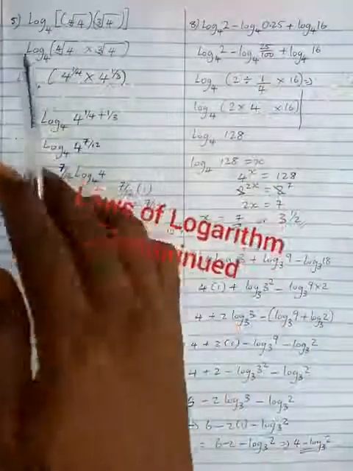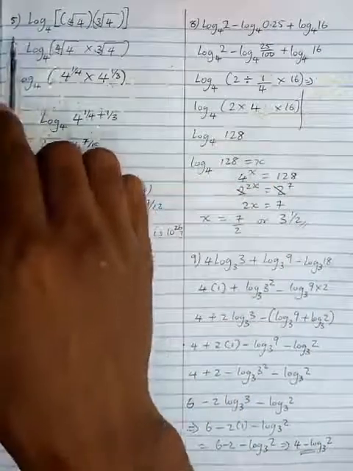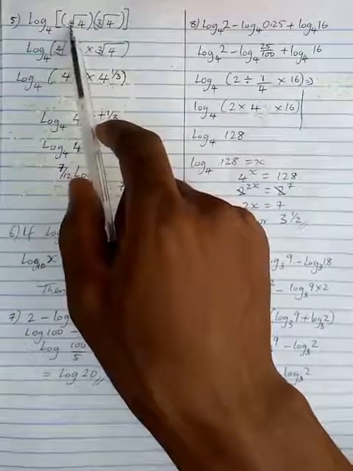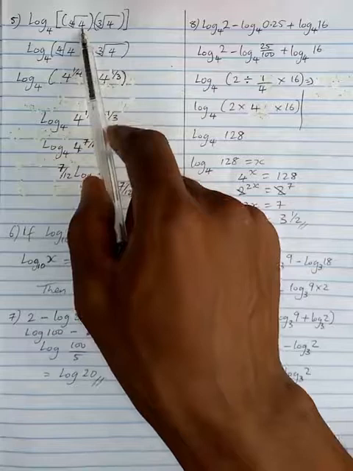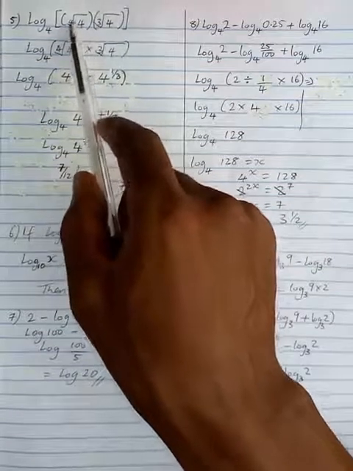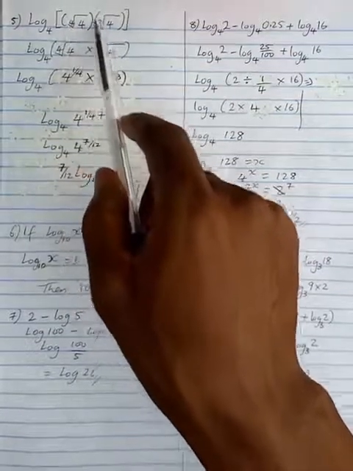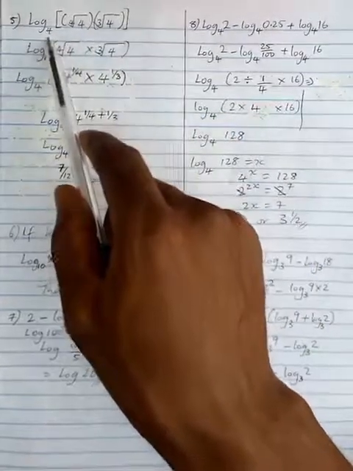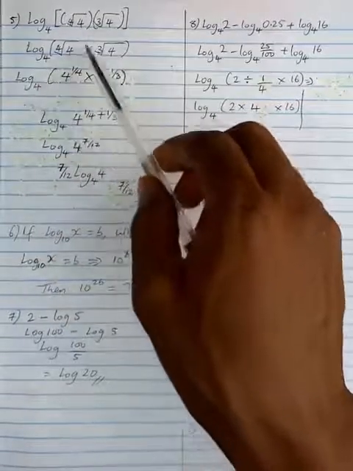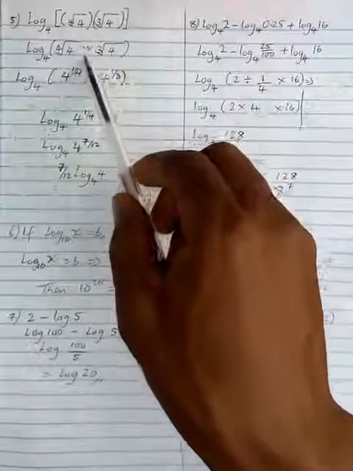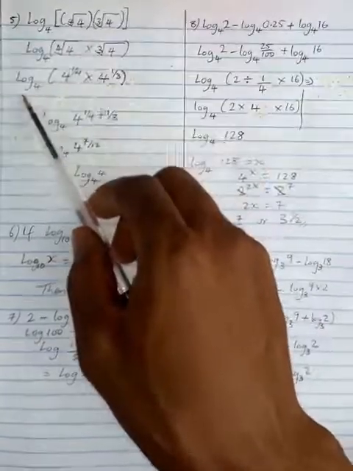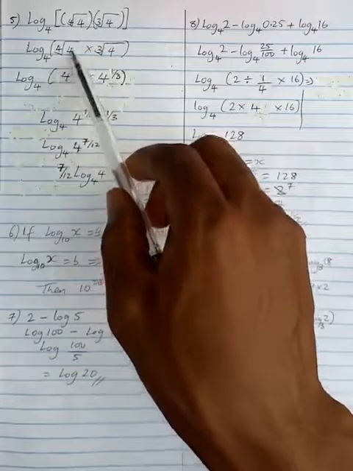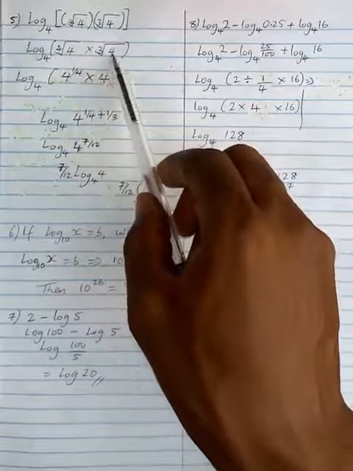All right, this is the fifth number. We have logarithm of fourth root of 4 into third root of 4, to base 4. Now, looking at this bracket here, it simply implies multiplication. Since this is multiplication, what we have here is 4, and what we have here is 4.